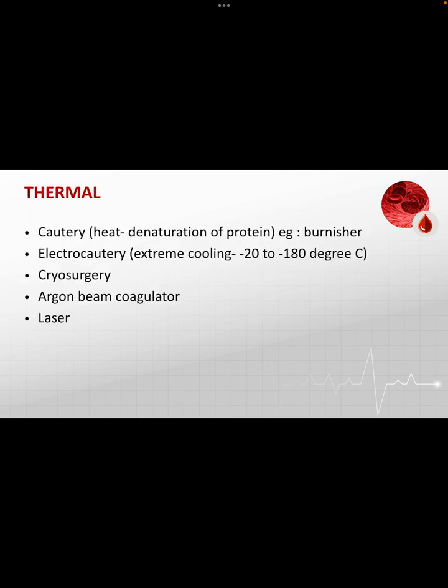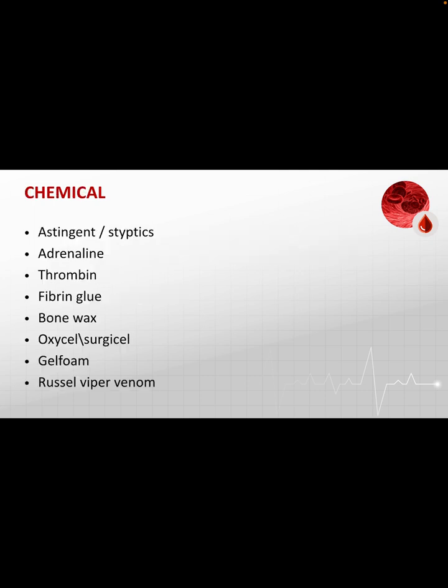Under thermal methods, most commonly used are electrocautery, and laser and cryosurgery also can be used. Under chemical methods, we can use astringents and adrenaline. In case of bleeding from an extraction socket, the local anesthesia has adrenaline content, so we can dip a gauze pack in it and place it in the extraction socket to prevent the bleeding. Thrombin and fibrin glue also can be used to seal the extraction socket or an open wound, and gel form and bone wax also can be used.